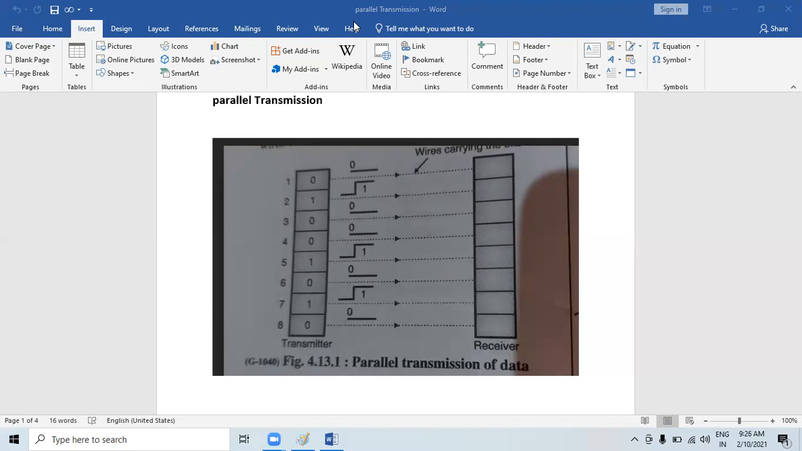So this figure shows the parallel transmission of 8 bits, 8-bit digital data. This will require 8 wires. So it is 8-bit, so it requires 8 wires here for connection between the transmitter and receiver. With an increase in the number of receivers, the number of wires will increase to an unmanageable number. If it is 9 bits, then the wires will also increase. So this is about parallel transmission.